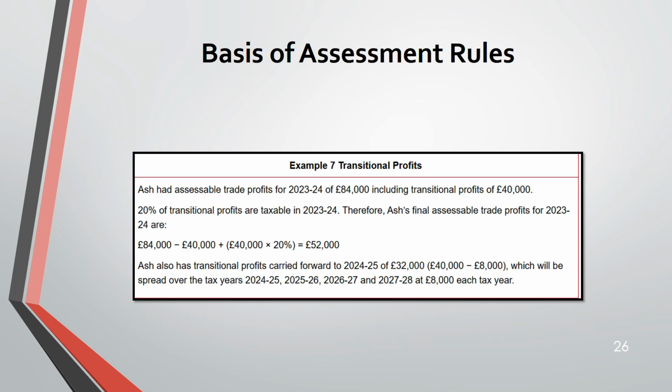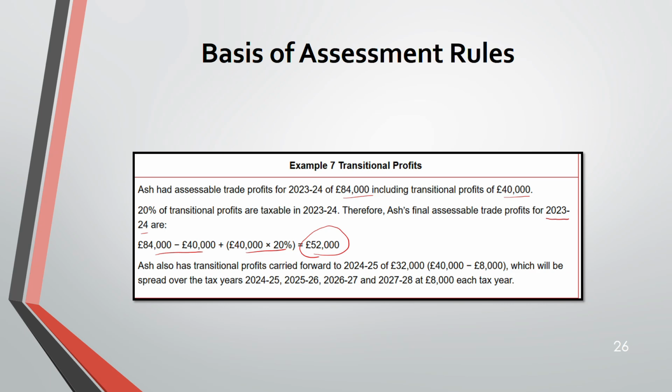Now, example 7. Ash has acceptable trade profit for 23-24 of 84,000, including transitional profit of 40,000. What is the final assessment for 23-24? From 84,000, you have to take 40,000 out because that is transitional profit, and then add 20% of the 40,000 transitional profit, which gives 52,000.